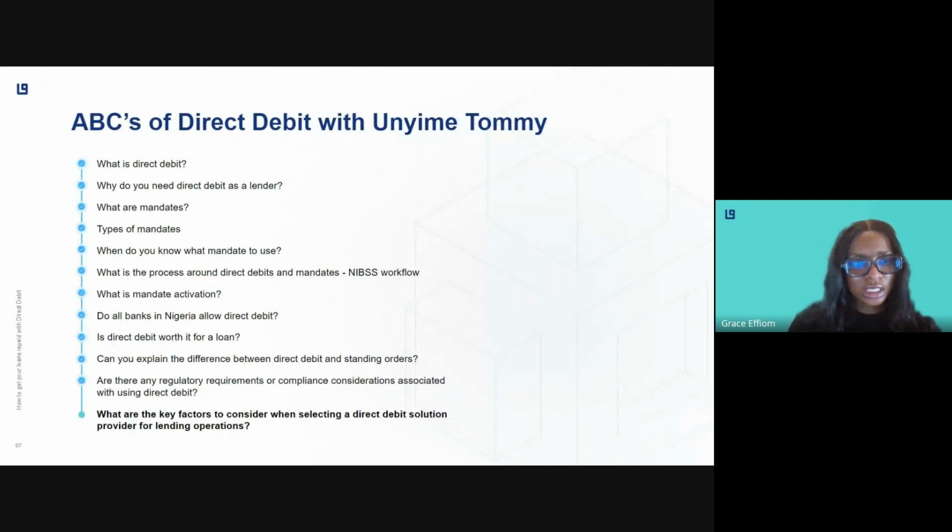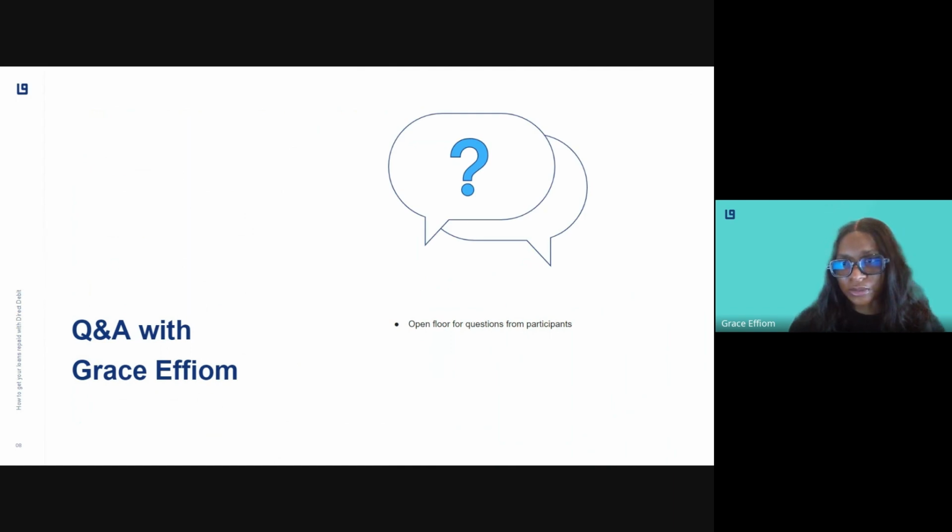So I'm going to take a couple of additional questions and insights on direct debits, which have been dropped. We're going to take more, just to explain and provide additional information on direct debit. So why direct debit? Why should anyone do direct debit across their loans? I'm going to give instances.